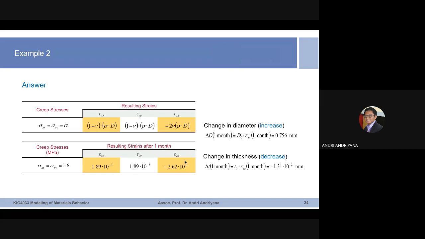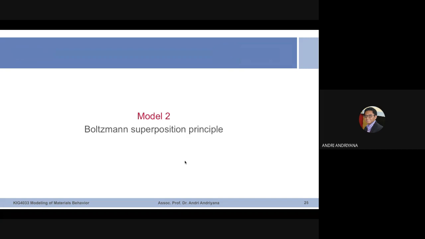So this is a simple example of how we do stress analysis for viscoelastic materials by simply using the material model for linear elastic materials, changing only the value of the properties to become dependent on time. Okay, I hope this is clear.